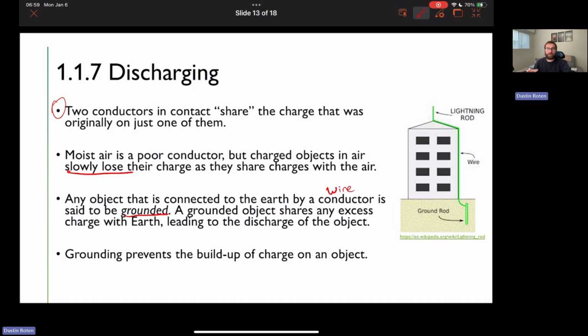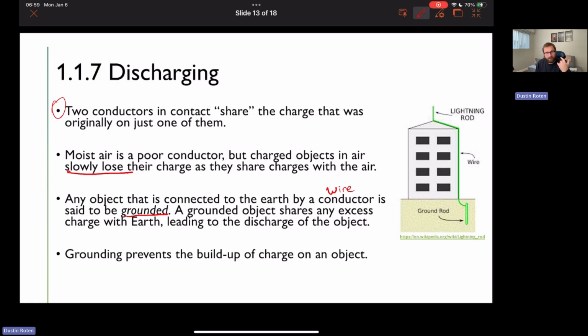This is why if you have, like, your computer, it's essentially grounded to the battery. So if you ever get a shock from your computer, all that excess charge on you is basically just going into the computer and then going to the negative terminal in the battery.